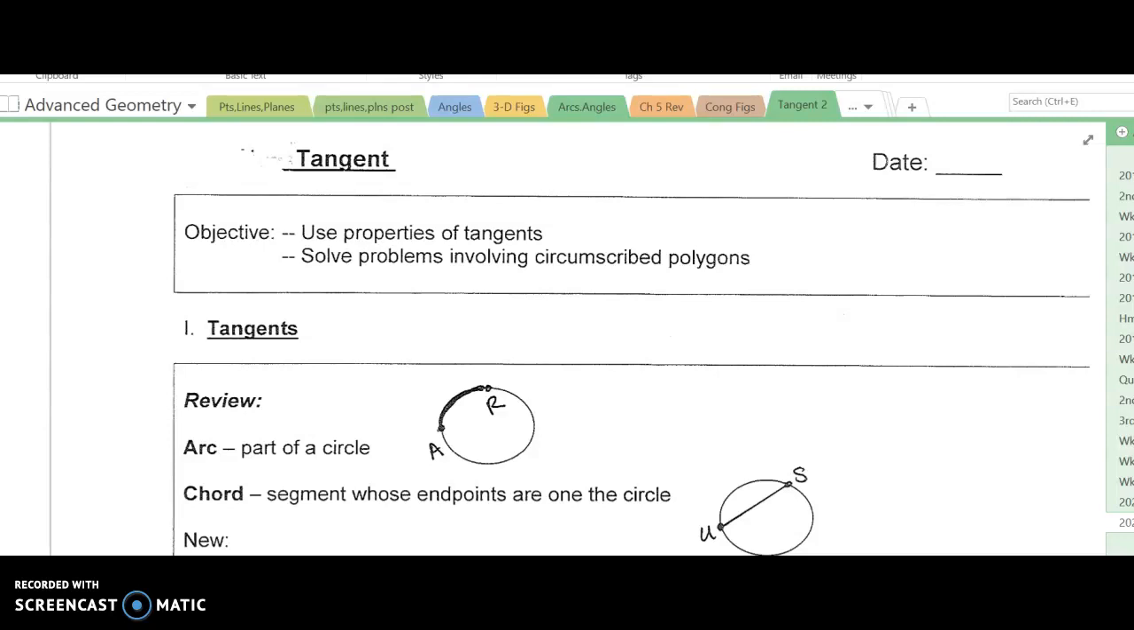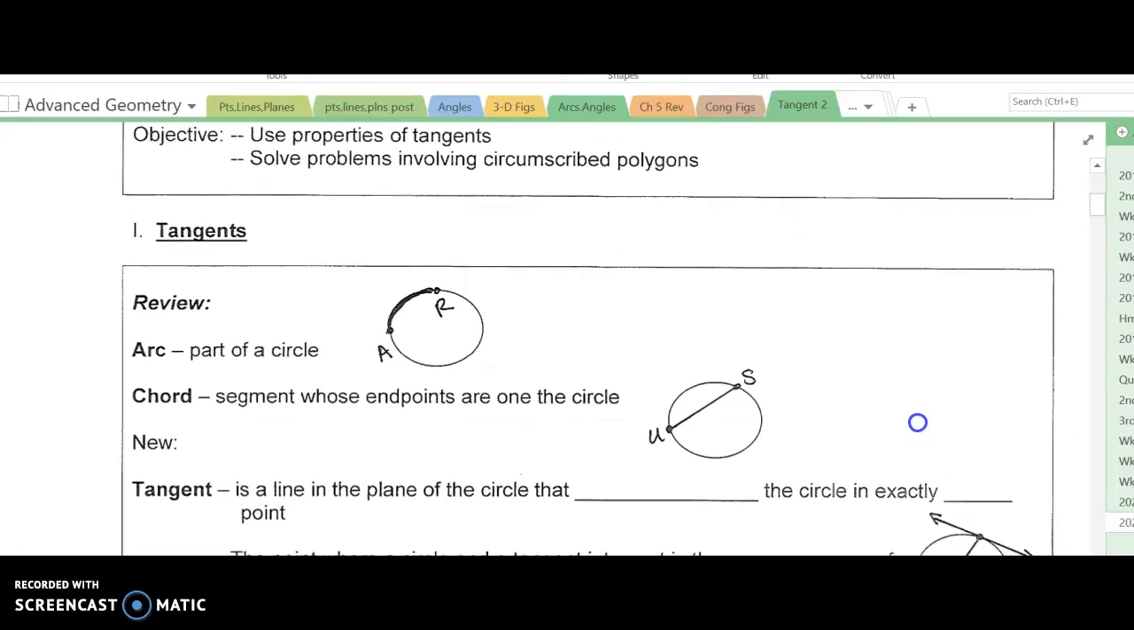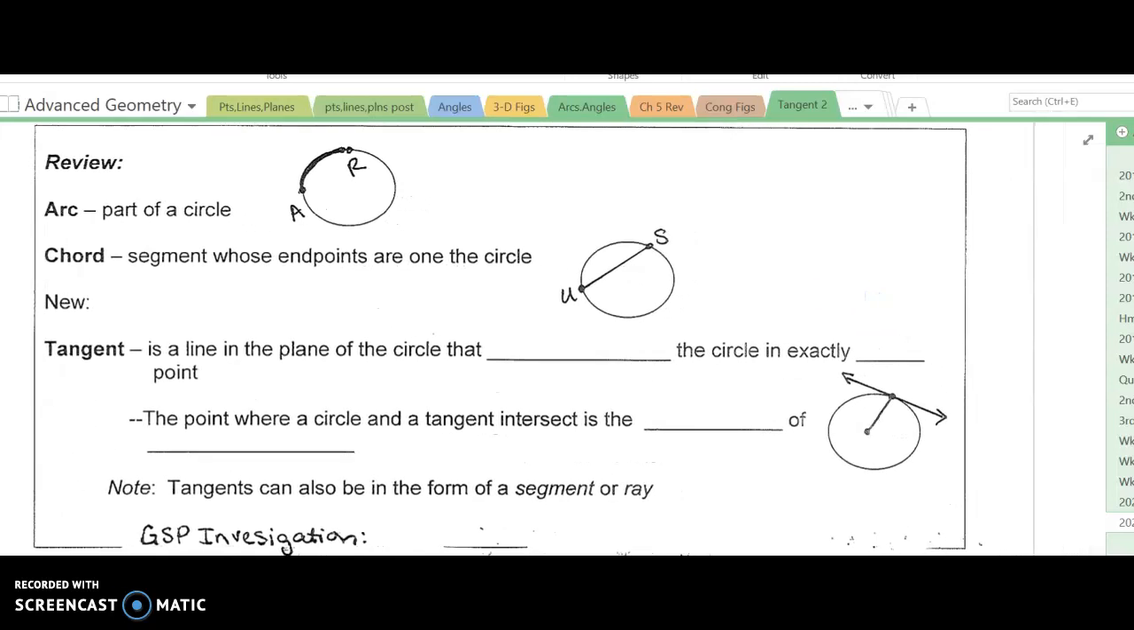Okay, so in this lesson, we're going to focus specifically on the line segment, the line that's tangent to the circle. Before we get too far, let's review what some of these vocab words are. Starting with the arc, we know the arc is part of the rim, the outer part of the circle. A chord is the segment that goes inside the circle. If it keeps going and goes outside the circle like that, then we would call it a secant. But just the part inside the circle we call a chord.